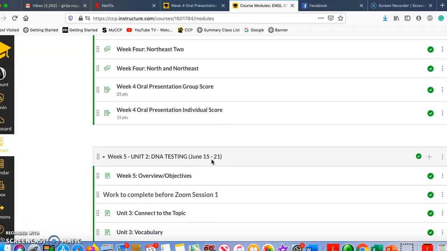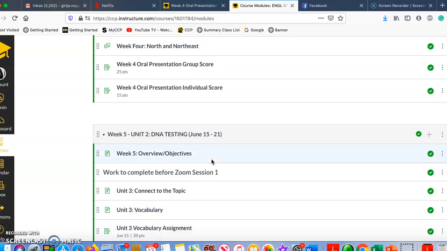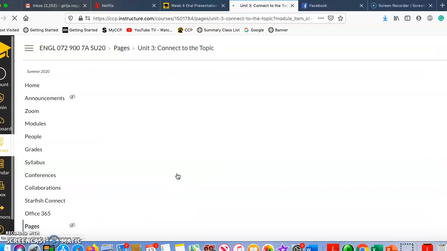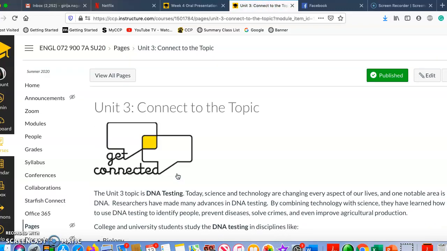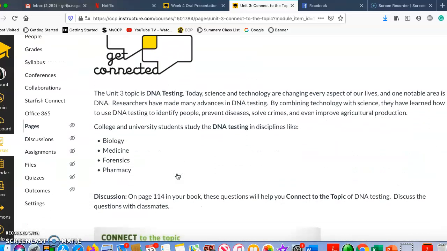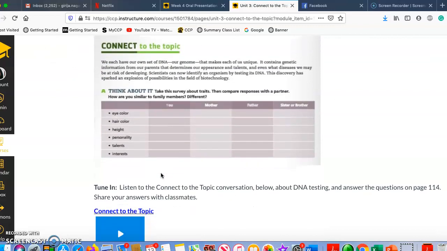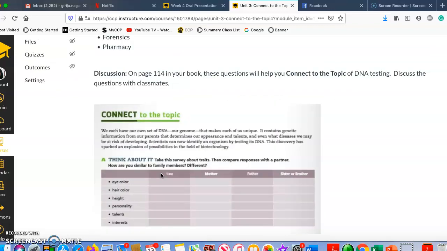Okay, so we're going to learn what is DNA and also listen to a lecture on DNA and do some activities related to that. So, what is it that you have to do before we meet on Monday for our Zoom class? So, as usual, you will first try to learn what the topic is about. And this topic is from different fields like biology, medicine, forensics, and pharmacy. So, think about the topic, and it is on page, I think it is 114.